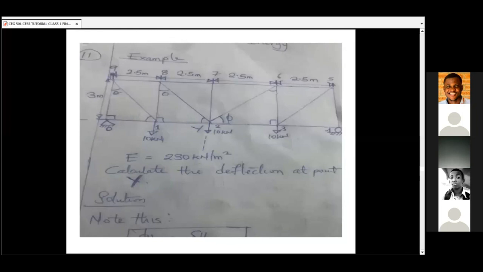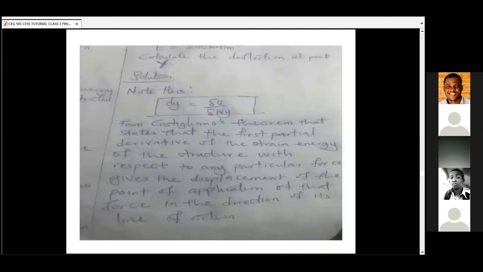Okay, so the parameters we have: E equals what? 230 kilonewton per meter square. So now we are meant to get what? The deflection at point Y. Okay. Now there are some things we need to note. From Castigliano's theorem, which I had shown earlier, the interpretation is: Dy equals dU over dWy. That is saying that the first partial derivative of the strain energy, which is the partial U, with respect to any particular force, which is dWy, gives the displacement of the point of application of that force, in the direction of the line of action of that force.